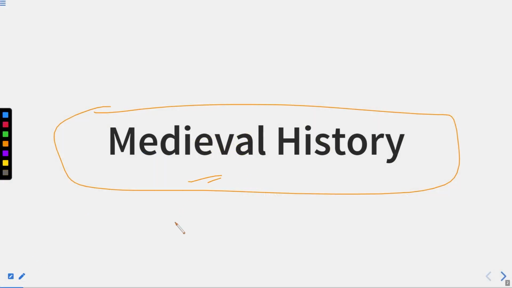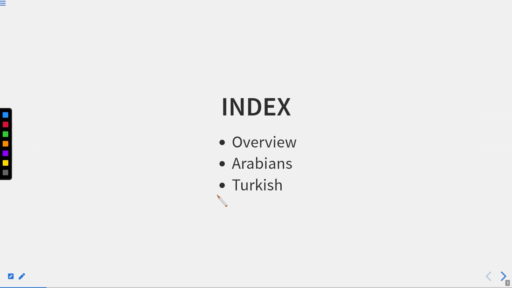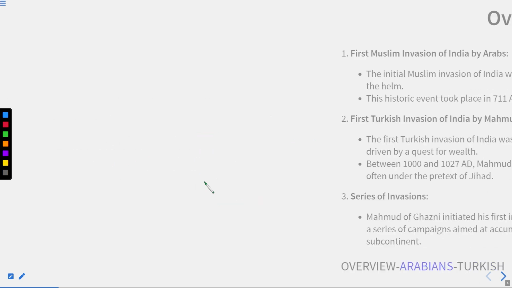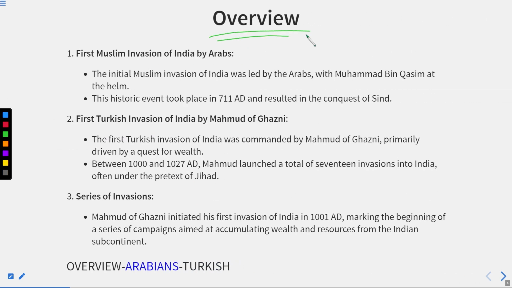All right. So this is the series of Muslim invasions, and it is a part of medieval history. Basically, we will only discuss the Arabians and the Turkish, because about the Afghanis, the Delhi Sultanate, and about the Persians, the Mughal Empire, we have already discussed. So the left out ones are the Arabians and the Turkish. So let's start with an overview first.